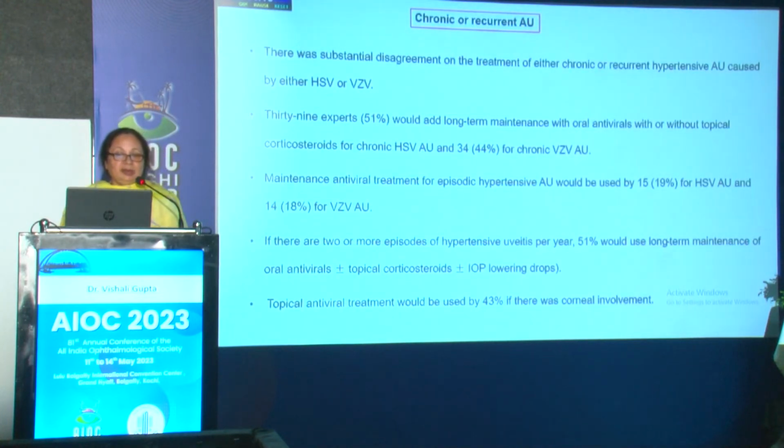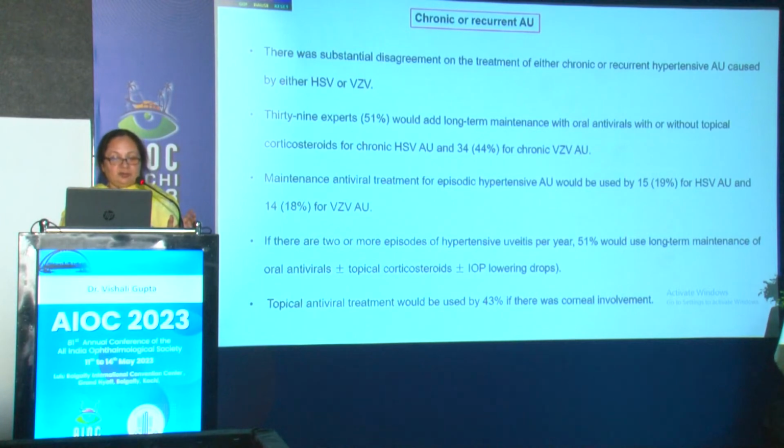The problem was chronic and recurrent anterior uveitis due to herpes. There was substantial disagreement on the treatment of either chronic or recurrent hypertensive uveitis. 51% of the experts would add long-term maintenance with oral antivirals, with or without topical steroids, for chronic HSV, and 44% would add it for chronic VZV. Maintenance antiviral treatment for episodic hypertensive anterior uveitis would be used by 19% for HSV and 18% for VZV.